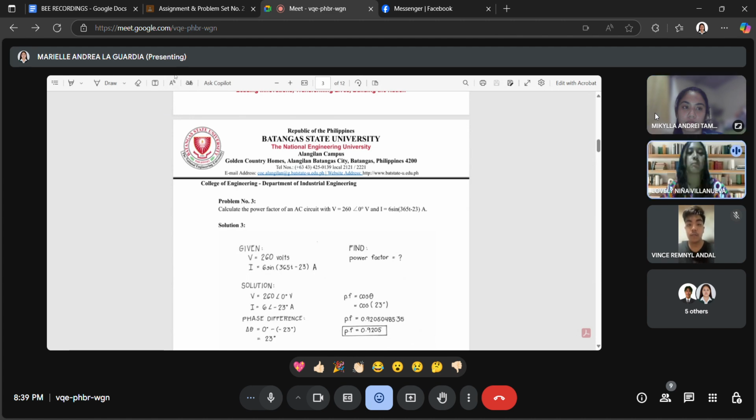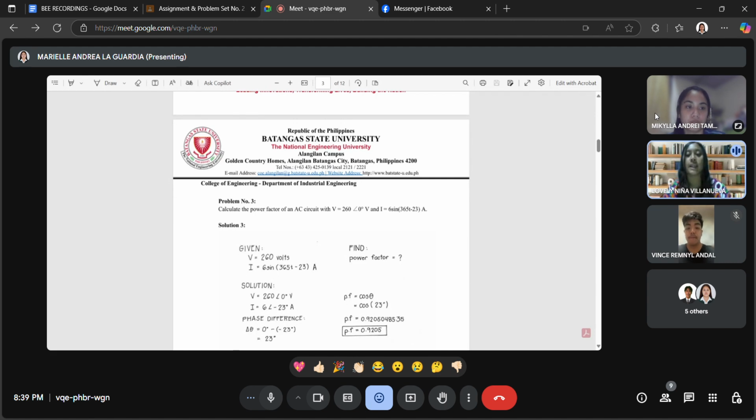For problem number 3, calculate the power factor of an AC circuit with V equals 260 volts with a phase angle of 0 degrees and I equals 6 sine (365t minus 23) amperes. The problem involves calculating the power factor for an AC circuit by determining the phase difference between the voltage and current.